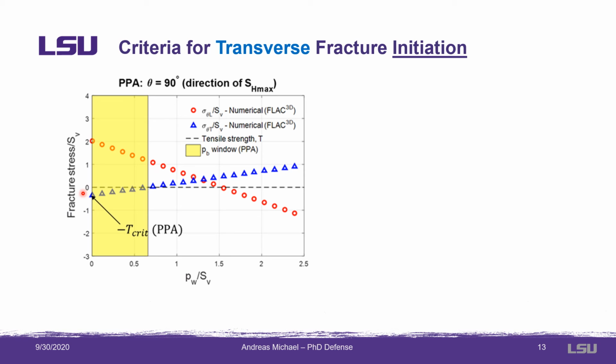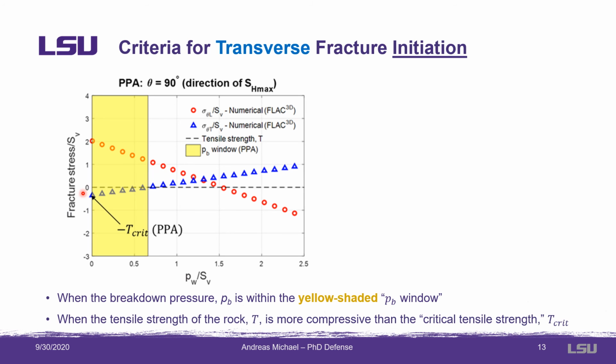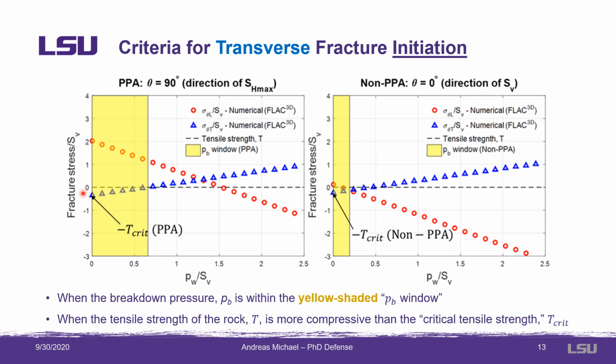In the other extreme perforation direction, parallel to SV, both the breakdown pressure window and the critical tensile strength are minimized, making transverse fracture initiation from that perforation direction the hardest. Hence, we call this the non-preferred perforation alignment, or non-PPA.